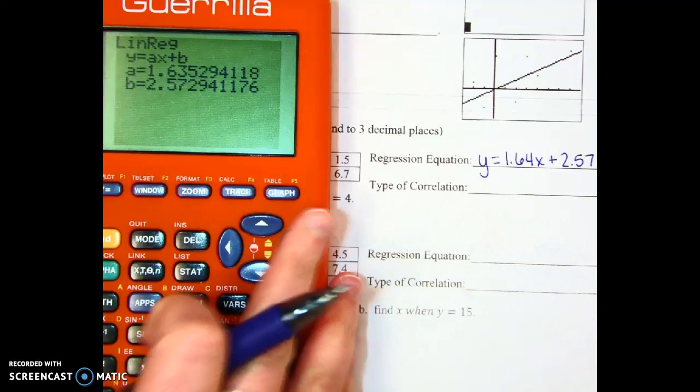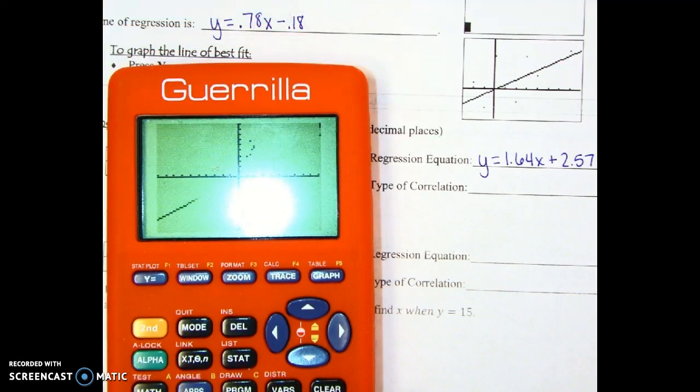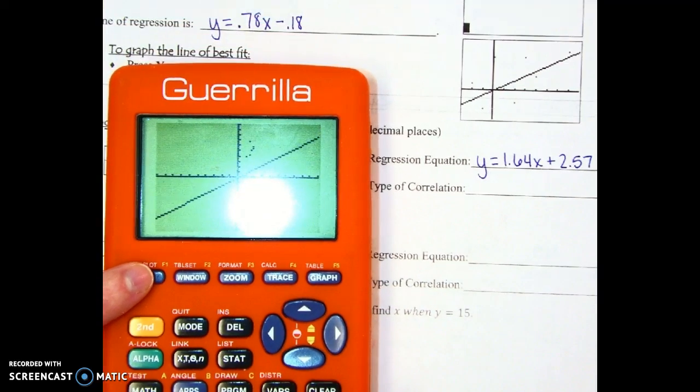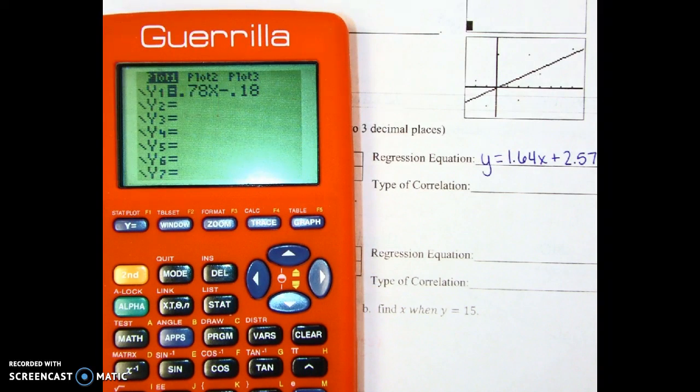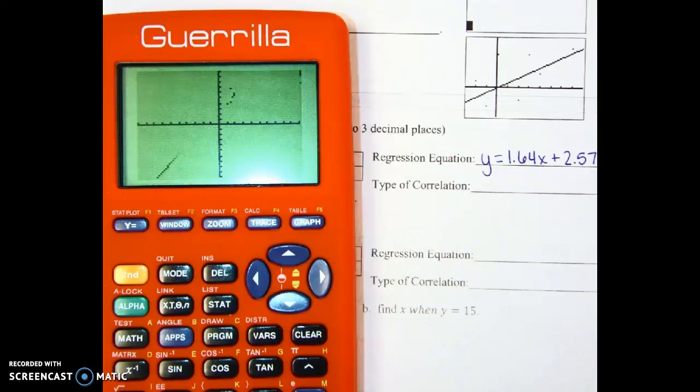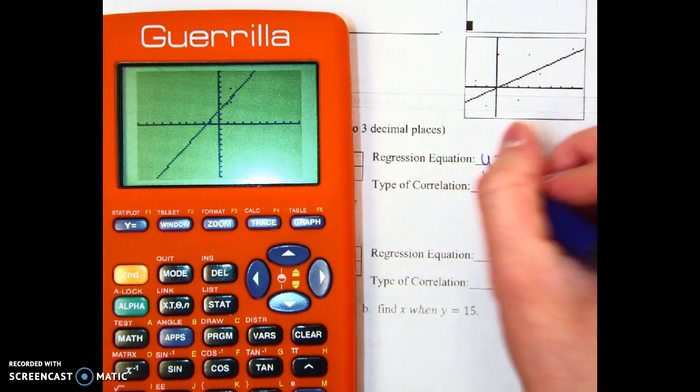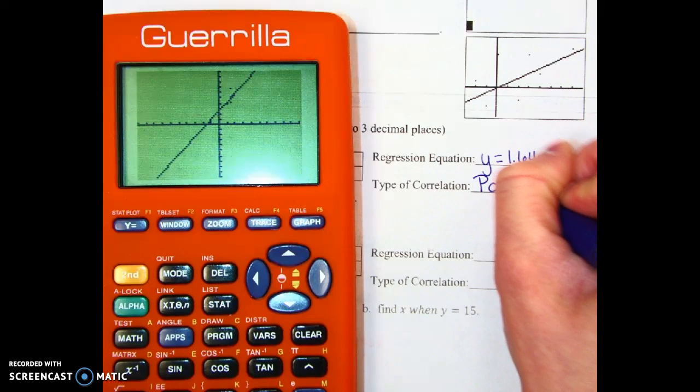And to see the correlation, you can go to Graph. You're going to have to clear out the y equals, though. I forgot about that, because that's our old equation. If you want to type in the new one, you can. That's 1.64x plus 2.57, and then hit Graph. And see what you get. It's going up to the right, so that means it's going to be a positive correlation.